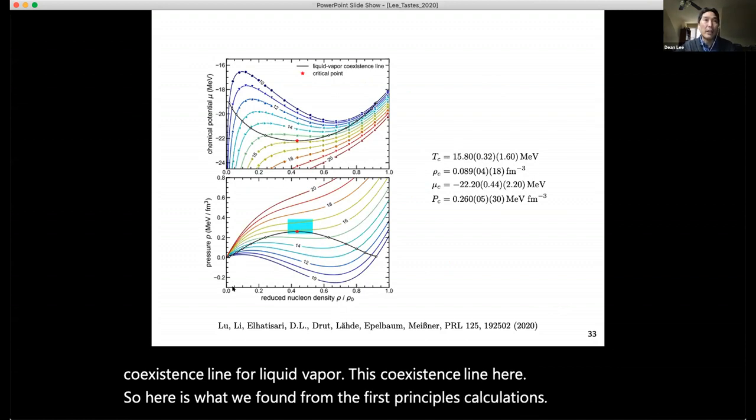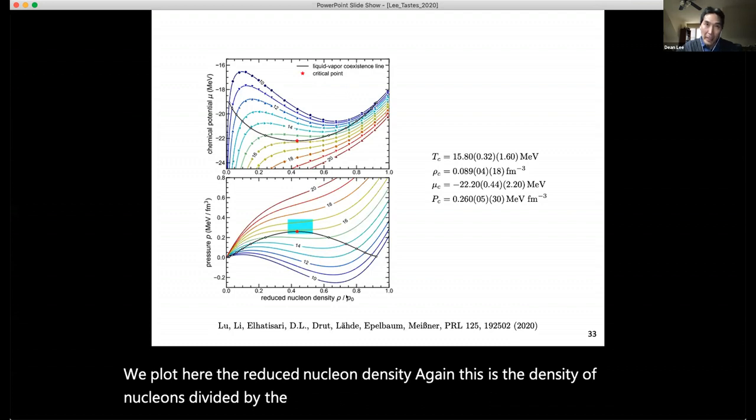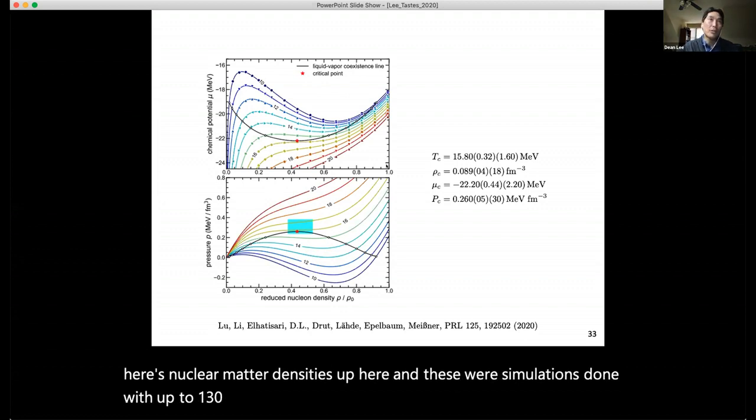We plot here the reduced nucleon density. Again, this is the density of nucleons divided by the normal nuclear matter density. So here's nuclear matter density up here. And these were simulations done with up to 132 nucleons in various size boxes.